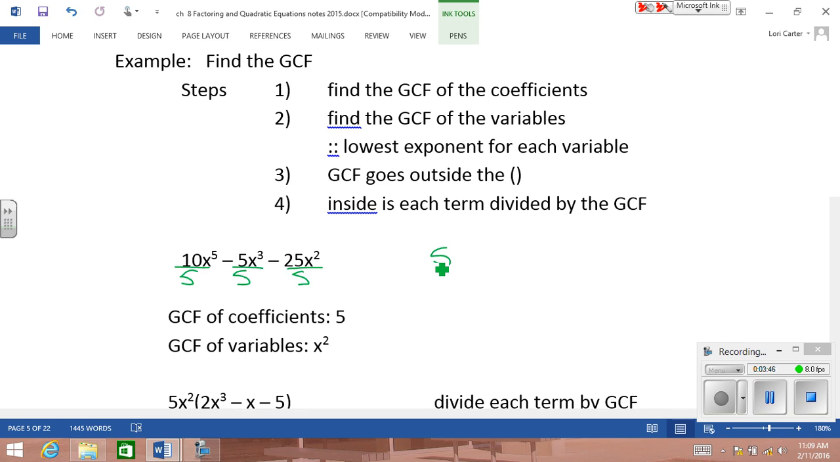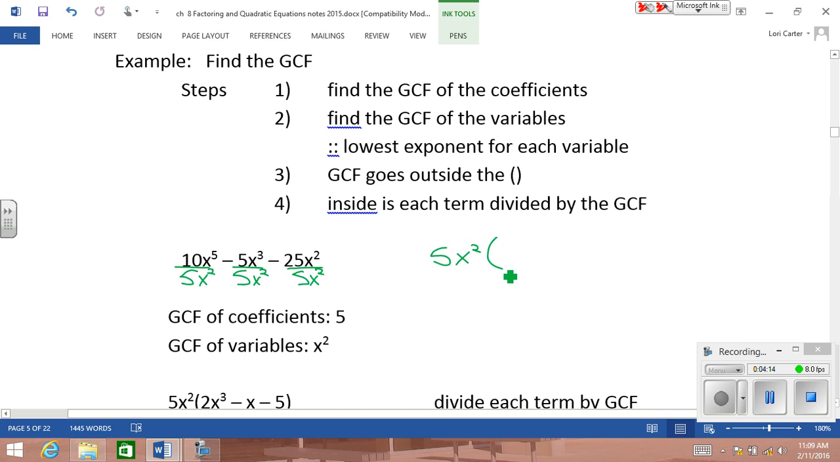X squared. Good job. If there's 5 here, 3 here, and 2 here, what's the most I can take out? It's always the lowest one. So this is 5x squared. So 5x squared is what they have in common. Everybody get it? Okay, parentheses.